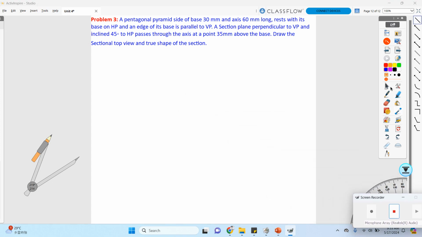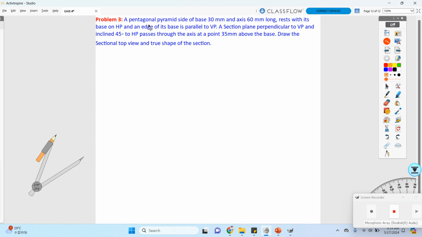Okay, in this question they have provided a pentagonal pyramid. A pentagon has how many sides? It has 5 sides. So they have provided the condition as pyramid. A pyramid means it has a base like a pentagon, but on the top all the points will meet on a single point, which is considered to be the apex.